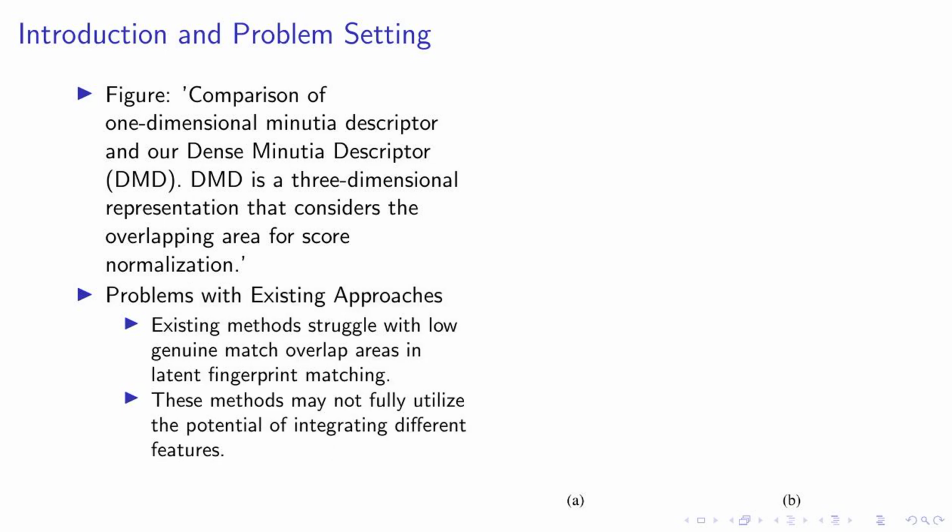On this slide, we're comparing the traditional one-dimensional minutia descriptor with our proposed dense minutia descriptor, or DMD. As you can see in the figure, DMD is a three-dimensional representation that takes into account the overlapping area for score normalization. This is a significant improvement over existing methods, which often struggle with low genuine match overlap areas in latent fingerprint matching. Furthermore, these traditional methods may not fully harness the potential of integrating different features. Our DMD, on the other hand, effectively addresses these issues, leading to enhanced fingerprint matching performance.